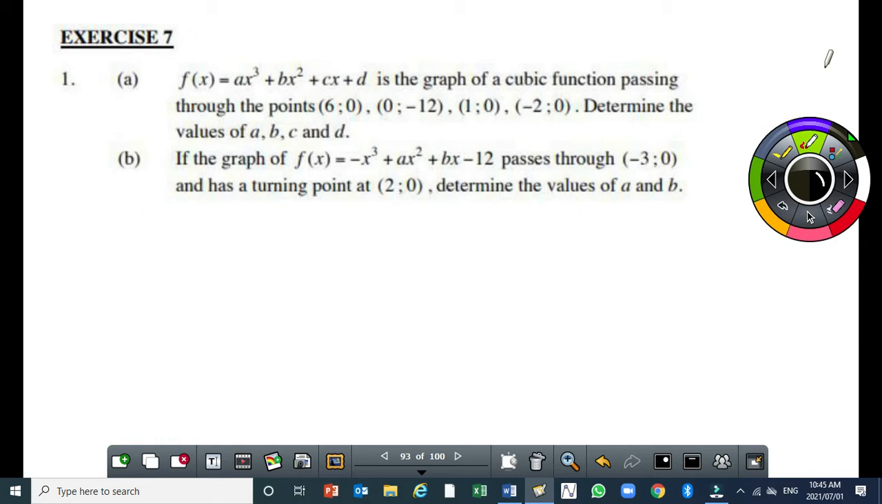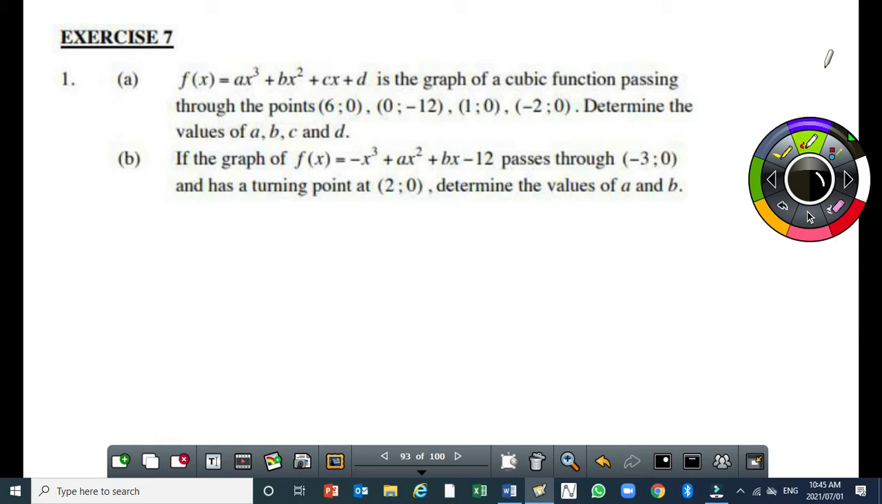Let's do these examples. The first question, 1a, says f of x is equal to ax cubed plus bx squared plus cx plus d. That's the general equation of a cubic function, right? The graph of the cubic function passes through the points. You have got 6, 0.